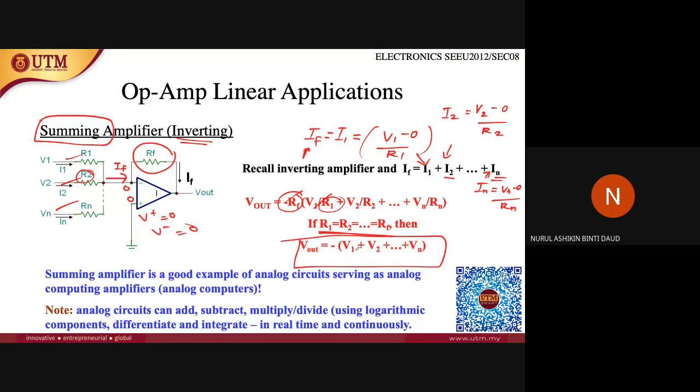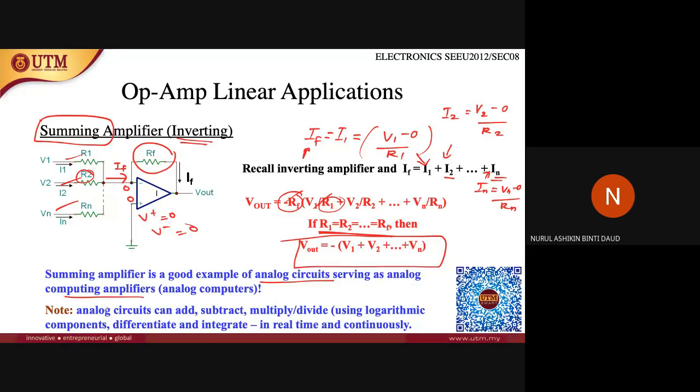So when do we use the summing amplifier, or what is the usage of the summing amplifier? The summing amplifier is a good example of an analog circuit serving as an analog computing amplifier. So the summing amplifier is used for analog computers. It is very useful for analog computers.